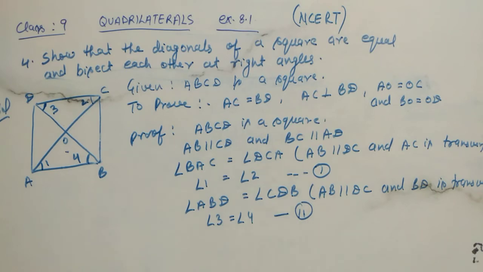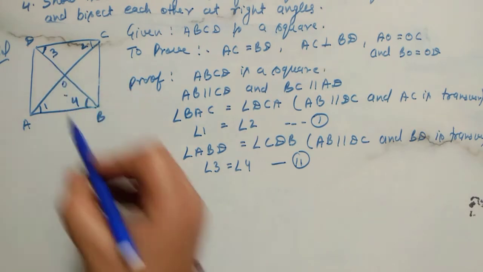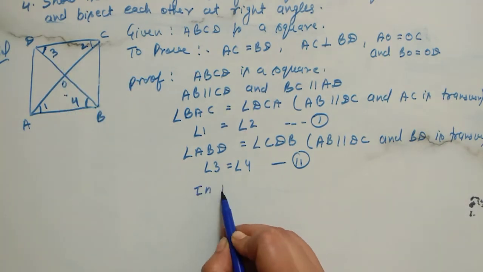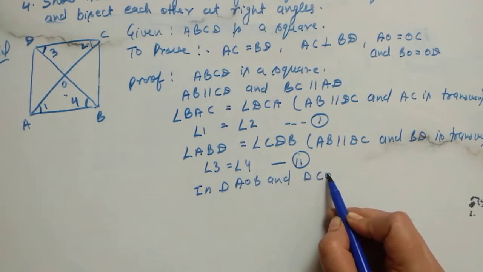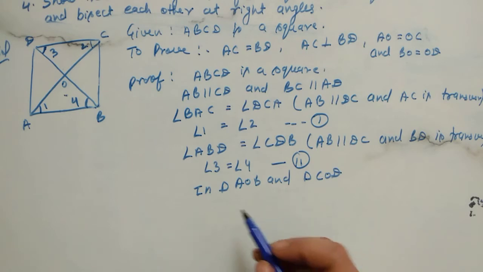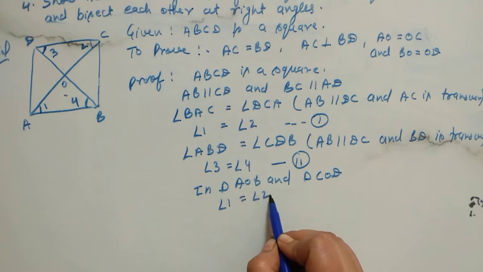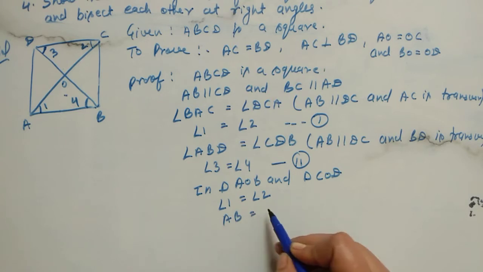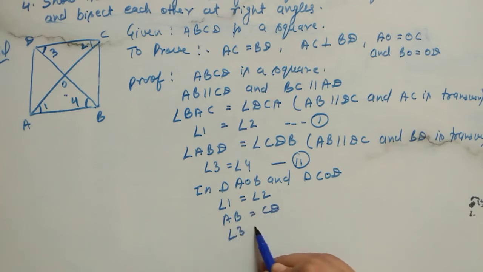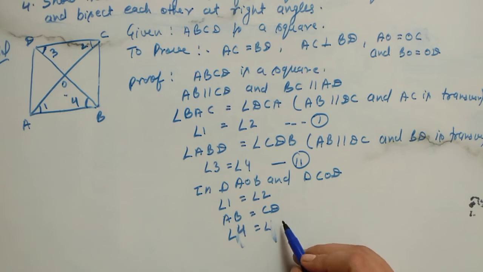Now we will take the triangles. Which two triangles will we take? These two: triangle AOB and triangle COD. Now see, in these two triangles, what things do we have? We have angle 1 is equal to angle 2. The next thing, opposite side AB is equal to CD, and angle 3 is equal to angle 4.